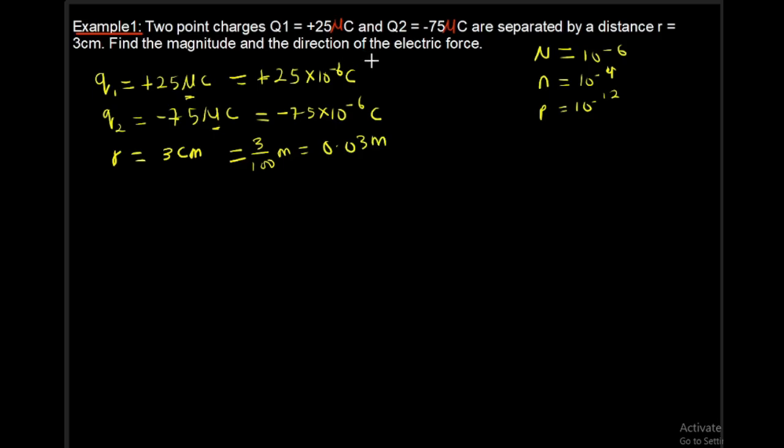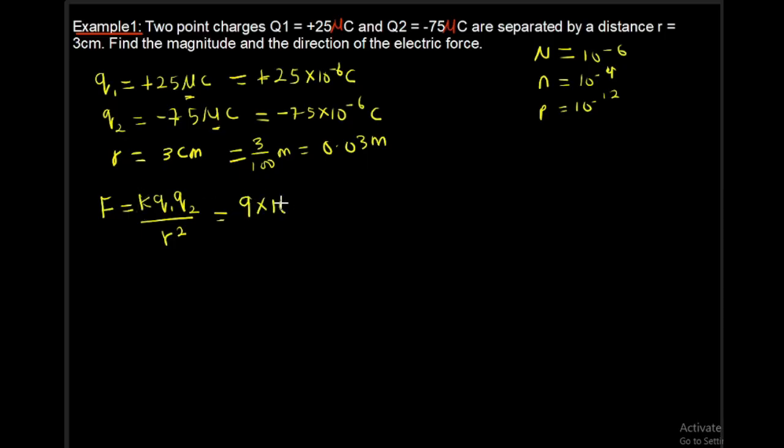We're looking for the magnitude and direction of the electric force that will exist between these two charges. So first, let's calculate the magnitude. So say F equals K Q1 Q2 over R squared. So we have K. What is K? K is a constant. Remember, I've told you before, K is equal to 9 times 10 raised to the power 9. Even if you're not given it in the question, have it at the back of your mind that K is always 9 times 10 raised to the power 9.